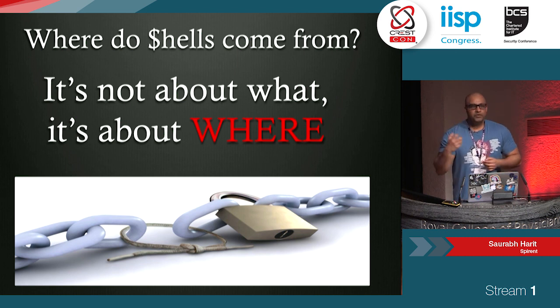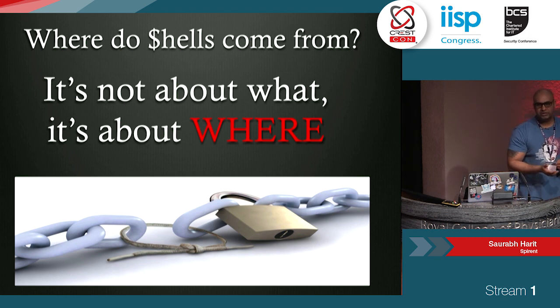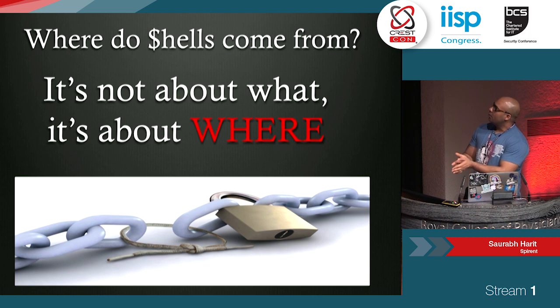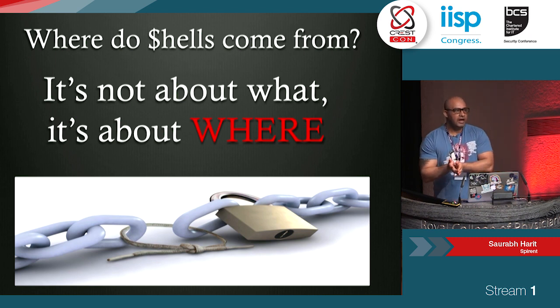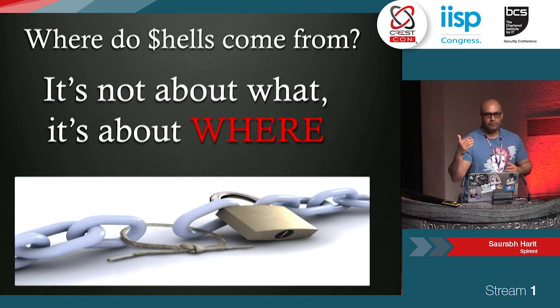So as a red teamer, as a pen tester, you often go back to a simple question. It's not about what, it's about where, right? And that is key because you're always looking for that one weakness. And this is basically where the challenge comes for a blue team or the defenders. Because as an attacker, you only need to find one way in. As a defender, you have to defend all the doors, right?